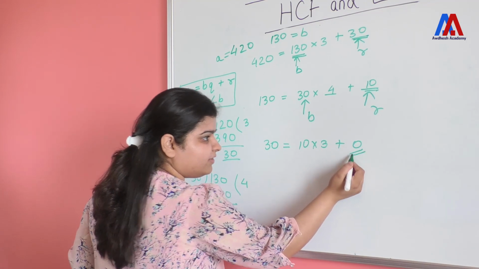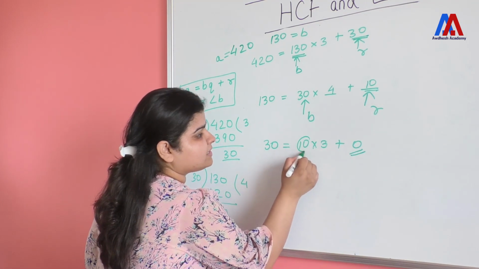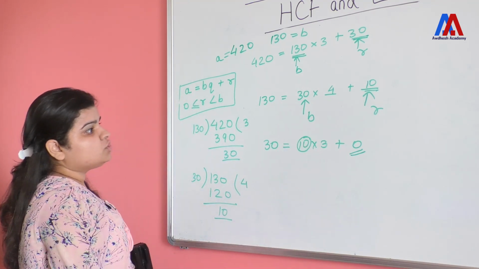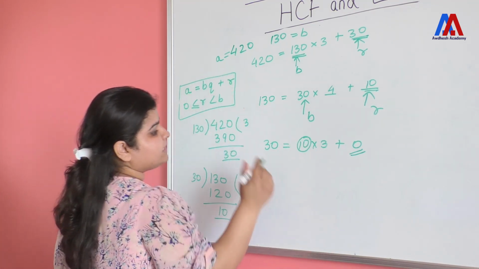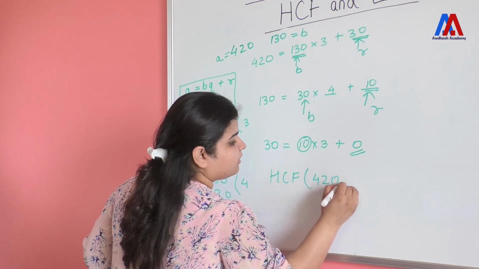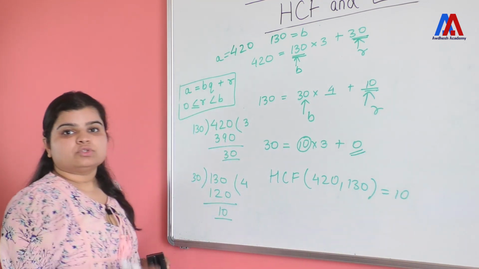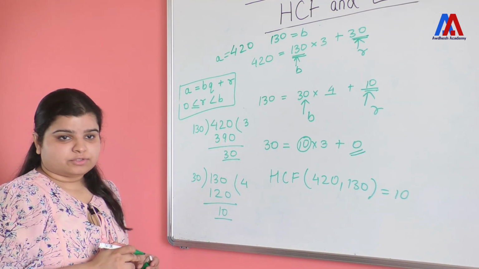So, since finally we have 0 as a remainder, the HCF is the last divisor, which is 10. So, the HCF of 420 and 130 is 10. So, this was the Euclid's division algorithm.